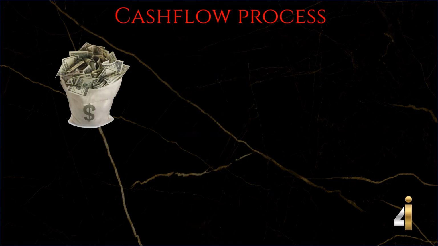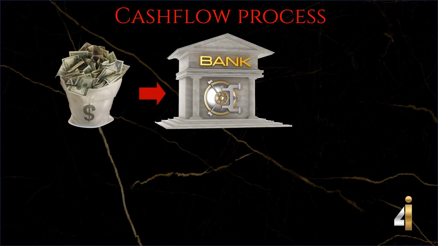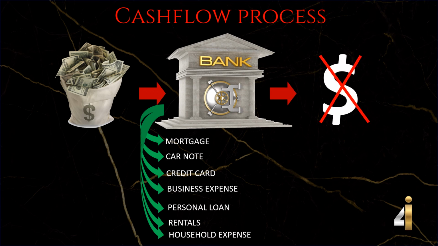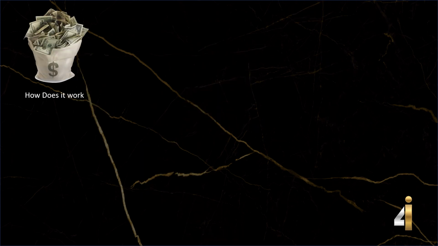This is how your cash flow process looks like. Your money, your income, wherever it's going to come from, you put it in a bank. And from the bank, you pay all your bills. The question here is, what happens to your money after paying all your bills? You're correct. It's gone. So how can we turn liabilities into an asset or converting our expenses into making money for us using infinite banking concept?